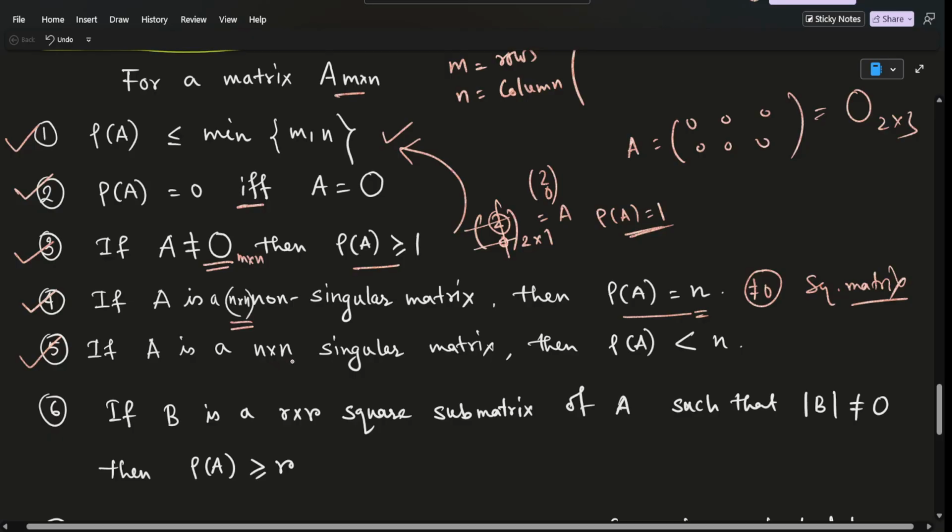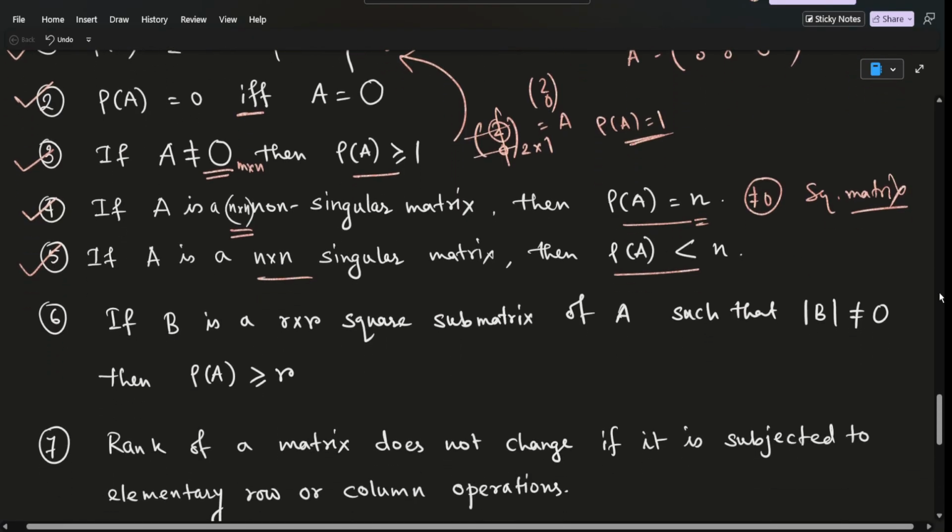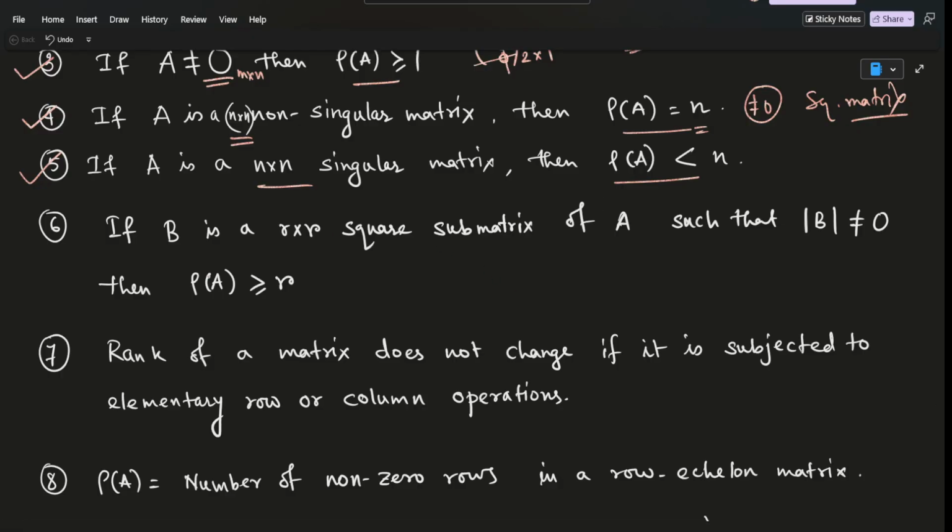Similarly, for 5, if A is an n by n singular matrix, then rank of A is not equal to n. That is also valid. This is also true actually. These statements have proofs, but we don't need proofs for solving the questions. We just go through these properties.